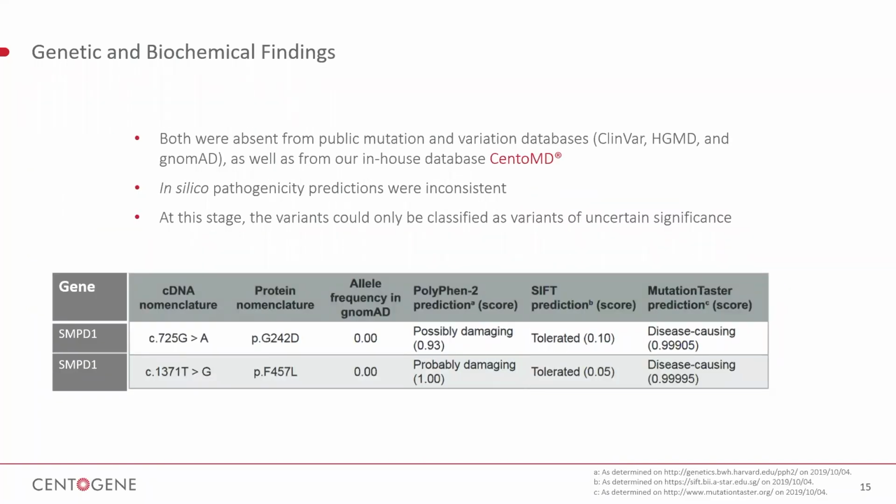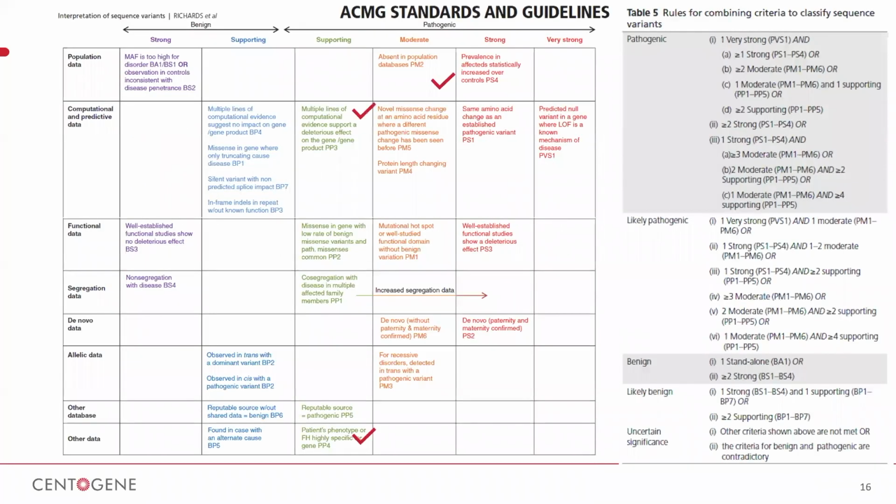So just some more information about these two variants. They were both absent from public databases, as well as not seen in our internal database, CentoMD, and the predictor models were inconsistent. So at this point, we could really only classify these variants as variants of uncertain significance. So by ACMG reporting guidelines, we were still in the variant of uncertain significance category because we could only identify these particular points.